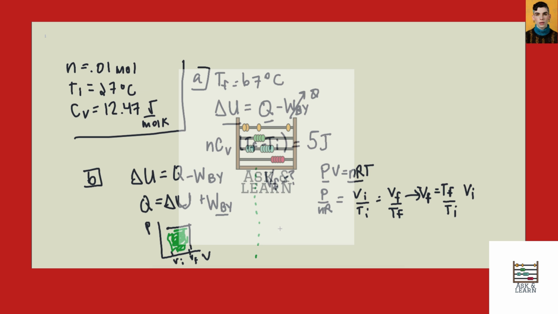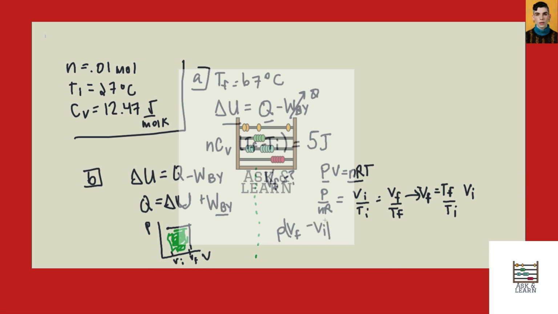Great. And we want to evaluate the quantity PV, or P times V final minus V initial. So P times V final minus V initial gives the work, because it's just the area of a rectangle, and the rectangle's width is V final minus V initial, and its height is P.